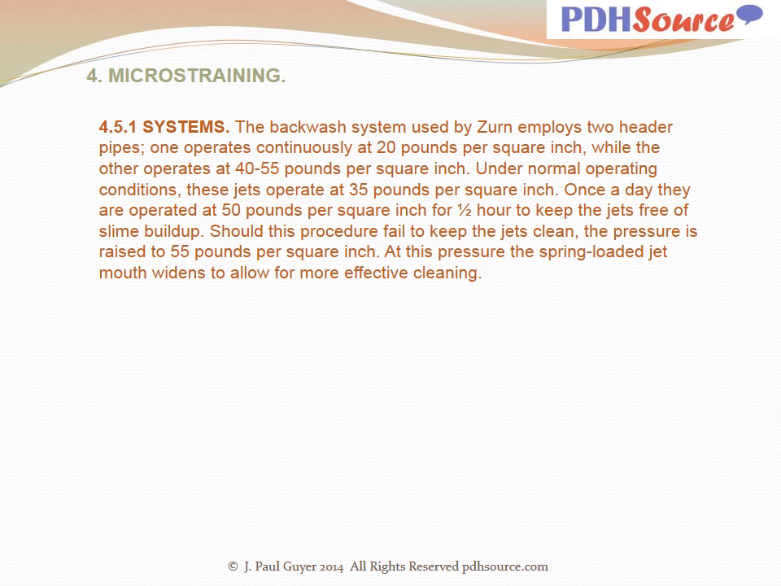The backwash system used by Zurn, a major supplier in this area, employs 2 header pipes. One operates continuously at 20 pounds per square inch, while the other operates at 40 to 55 pounds per square inch. Under normal operating conditions, these jets operate at 35 pounds per square inch. Once a day, they are operated at 50 pounds per square inch for half an hour to keep the jets free of slime buildup. Should this procedure fail to keep the jets clean, the pressure is raised to 55 pounds per square inch. At this pressure, the spring-loaded jet mouth widens to allow for more effective cleaning.